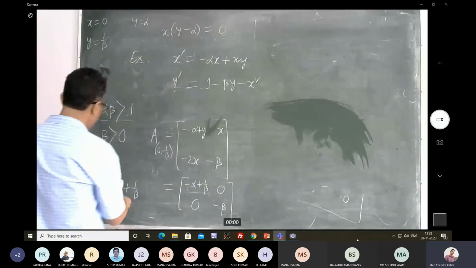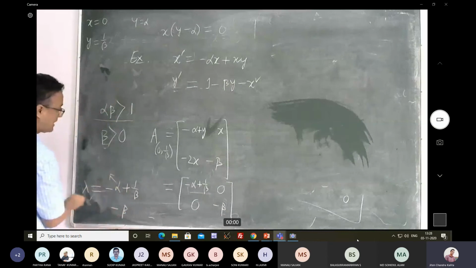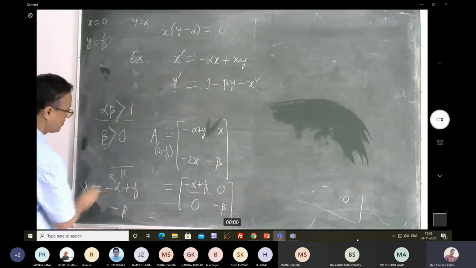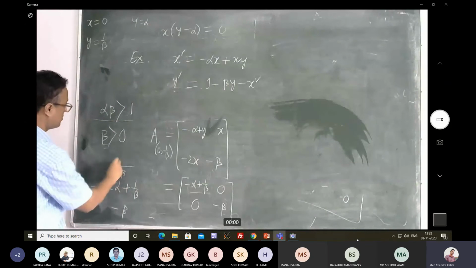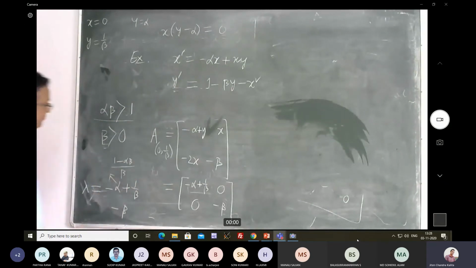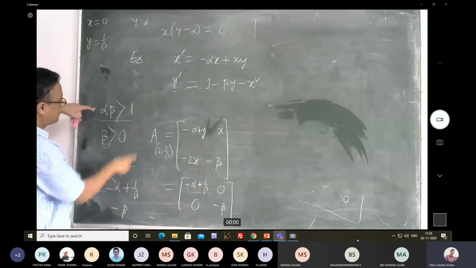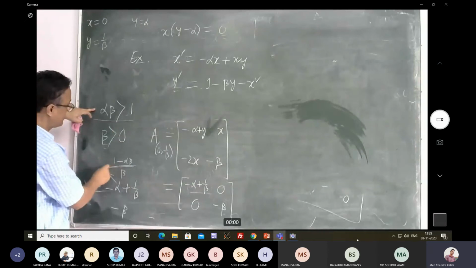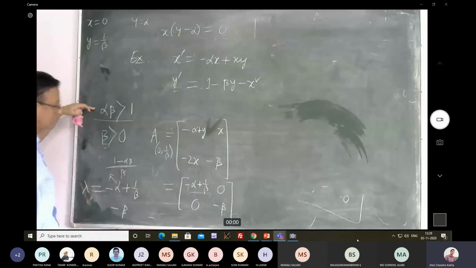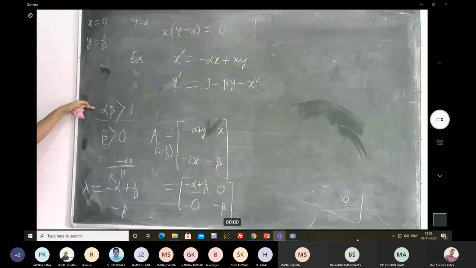So this again, I can write as beta by 1 minus alpha beta, right? Is it okay? And alpha beta is greater than 1. So the numerator is negative here. Numerator is negative. Is it okay? Fine? Yes, sir.